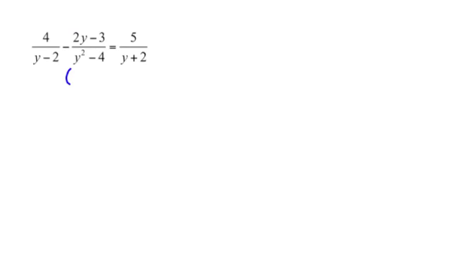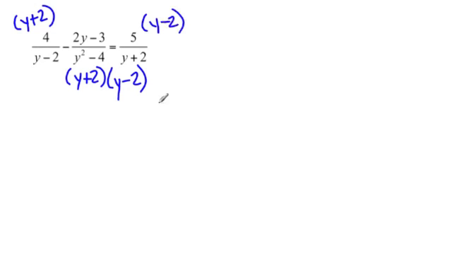Okay, this one's more difficult. Just like we did on Friday in class, you need to factor the y squared minus 4 first. So the common denominator is y plus 2, y minus 2. So what is each fraction missing? The first one on the left is missing a y plus 2. The one in the middle isn't missing anything at all. And that one's missing a y minus 2.